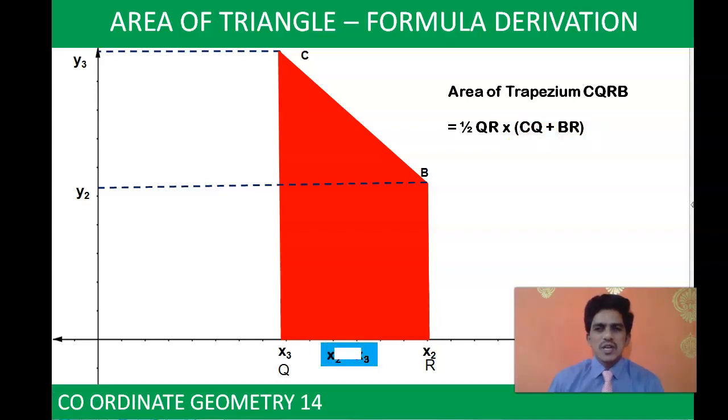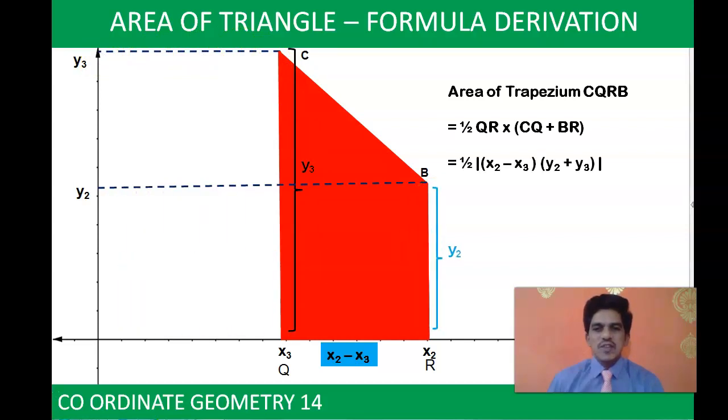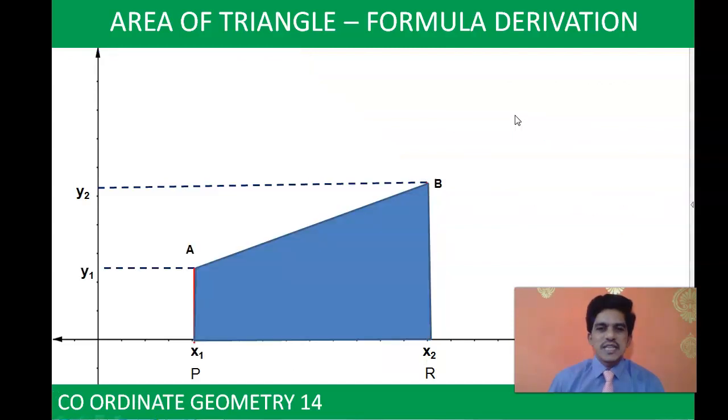Now let's substitute the values. QR, how much is QR? x2 minus x3. Then how much is CQ? It's actually y3, because the y coordinate is y3. Now how much is BR? It's actually y2. Let us substitute the values here. Again you have the product of a binomial with another binomial. Let us multiply: x2 y2 plus x2 y3 minus x3 y2 minus x3 y3. These are the four values we have. So this is the area of the second trapezium.